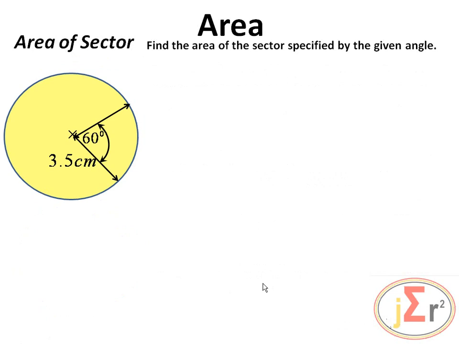So we're going to find the area of the sector specified by the given angle, and the angle that is given in this particular case is 60 degrees. So 60 degrees over 360 degrees to be multiplied by 22 over 7 times what? The radius? Times the radius, 3.5 centimeters.